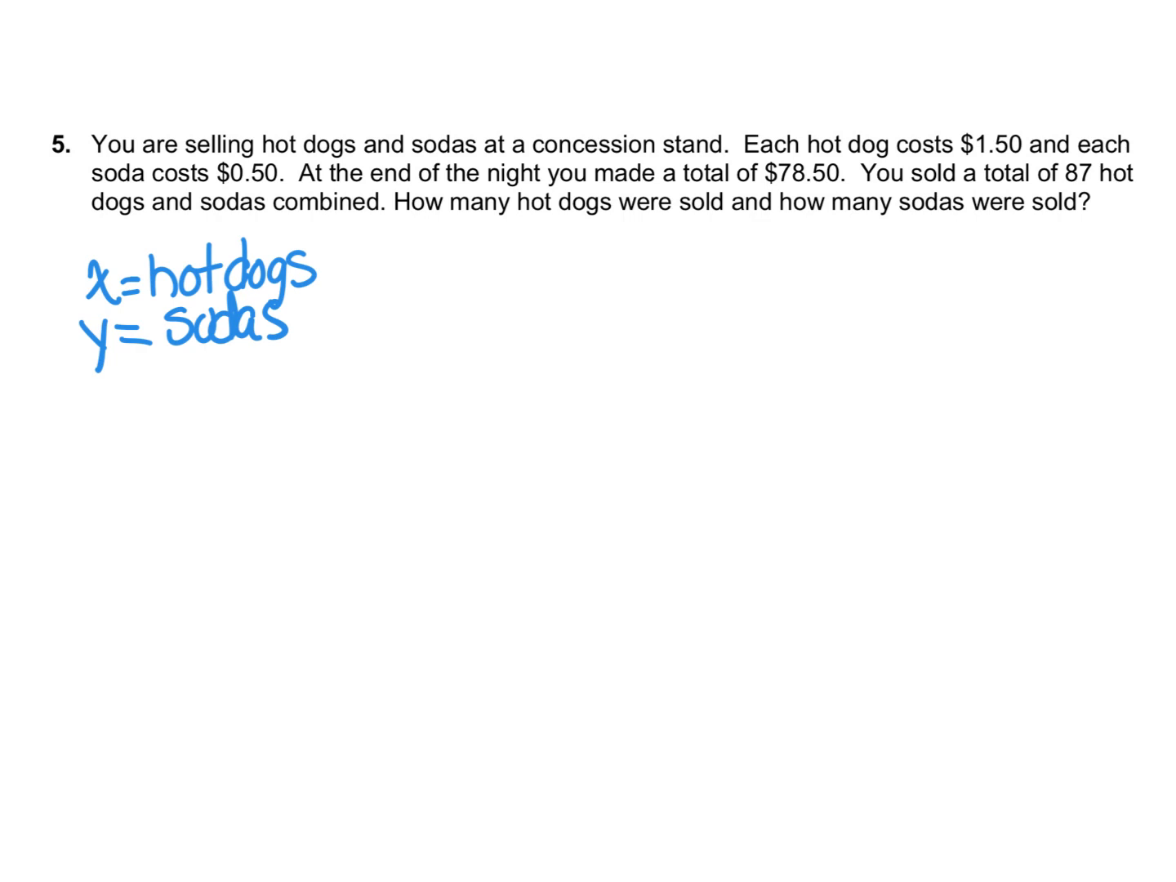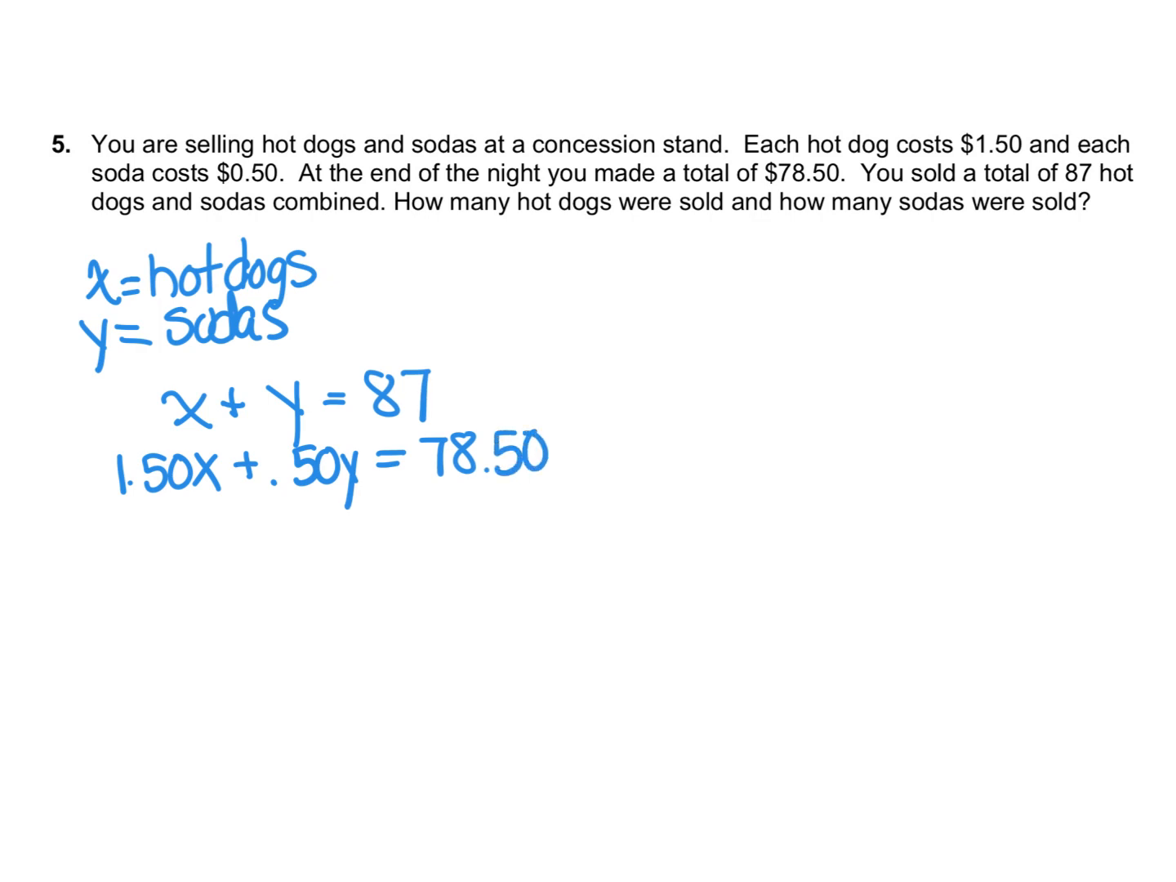All right, so let's do our total first. So I sold hot dogs, and I sold sodas, and I sold a total of 87 hot dogs and sodas combined. So then let's go ahead and assign the money. So the hot dogs were $1.50, and the sodas were 50 cents. And it looks like we made $78.50.